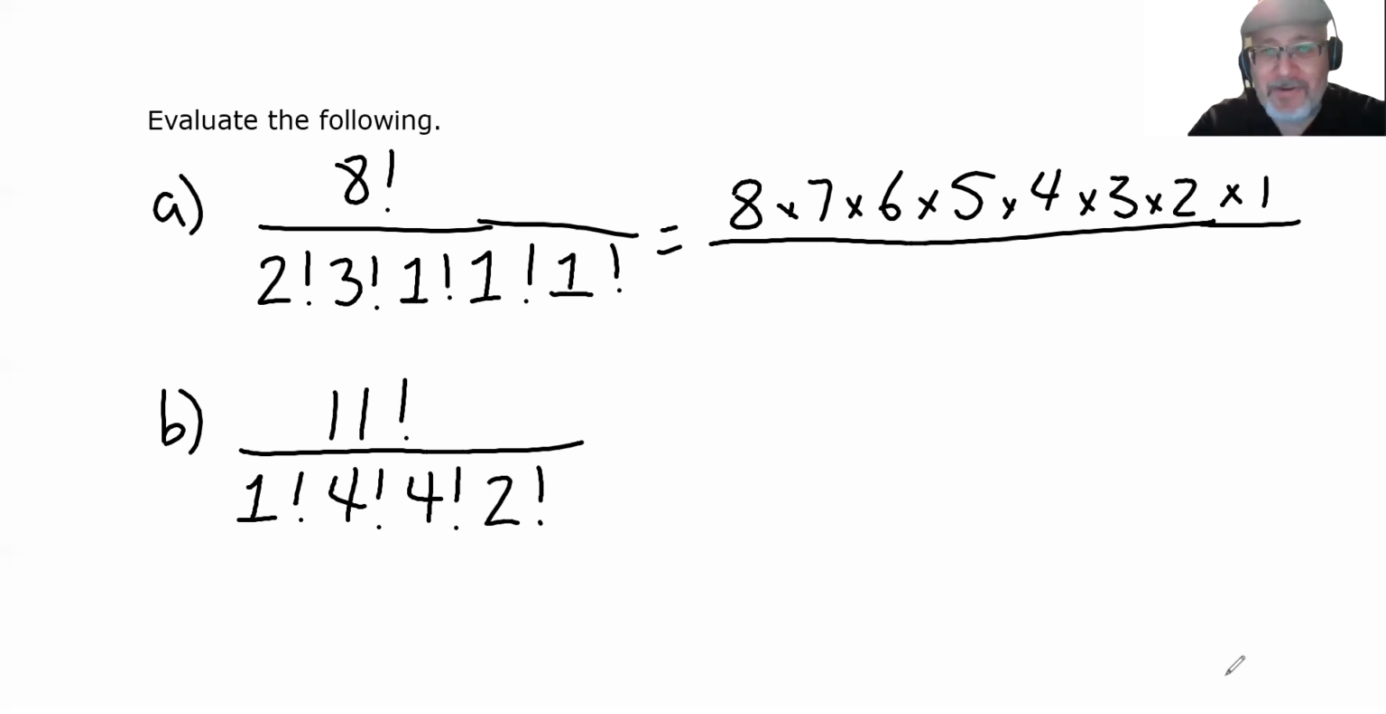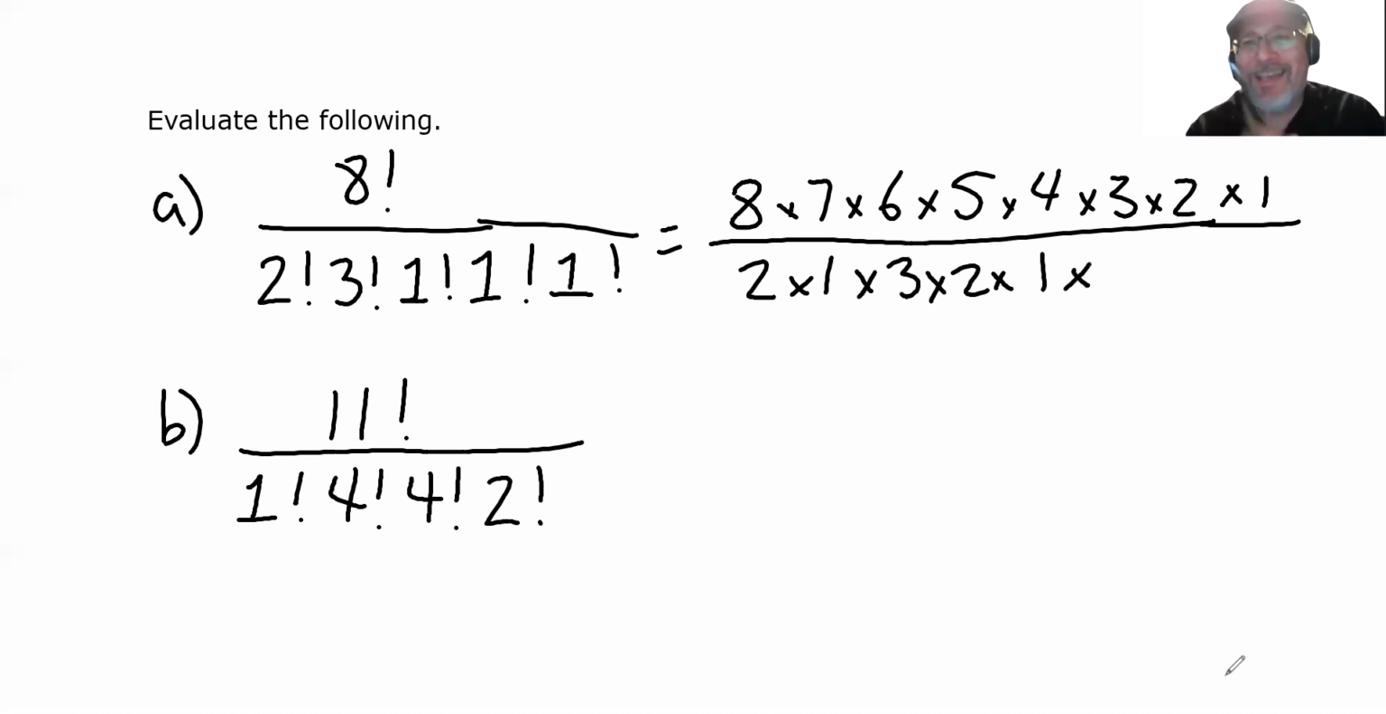And now we have 5 different factorials on the bottom to unravel, but they're all really small. 2 factorial is 2 times 1. 3 factorial is 3 times 2 times 1. And we didn't talk about 1 factorial, but it starts and ends at 1. So each 1 factorial is just a single 1. Now, the nice thing about 1s when it comes to multiplying is they don't really matter. So if they sit there, that's okay.